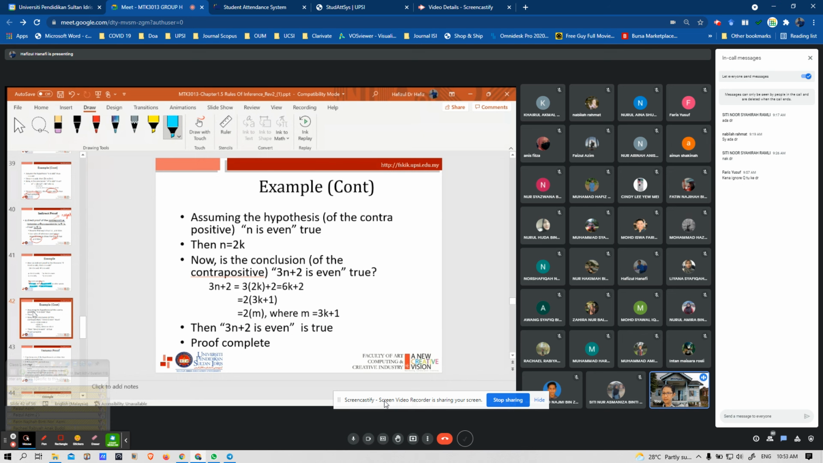Okay, for this one, assuming the hypothesis of the contrapositive, n is even. And then now the conclusion for the contrapositive is true. You need to prove it by using this statement. Okay, you need to put 3 times 2k representative plus 2 equal to 6k plus 2, then 2 times (3k plus 1), and 2m where m is equal to 3k plus 1. Okay, the proof is complete.